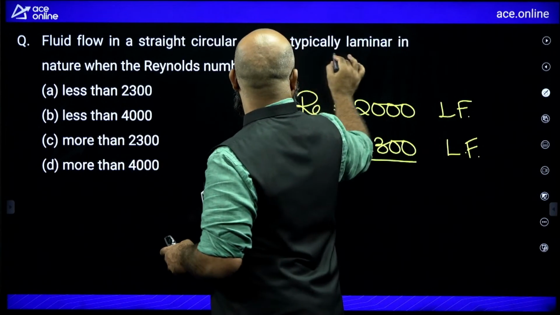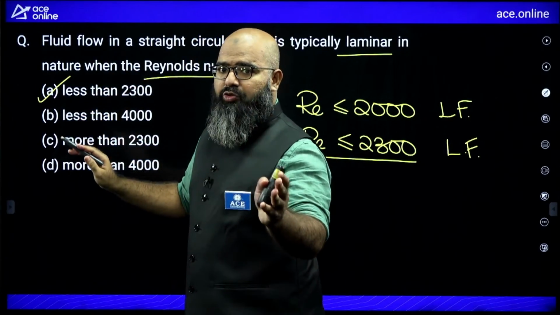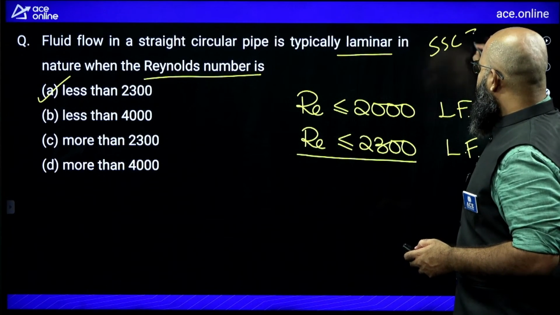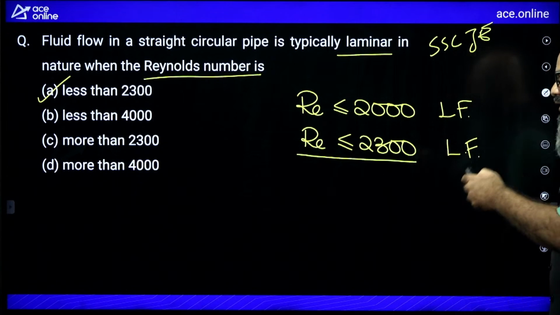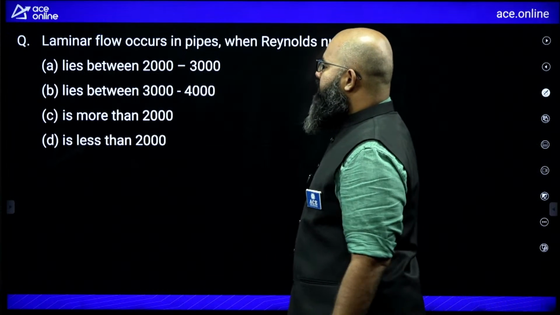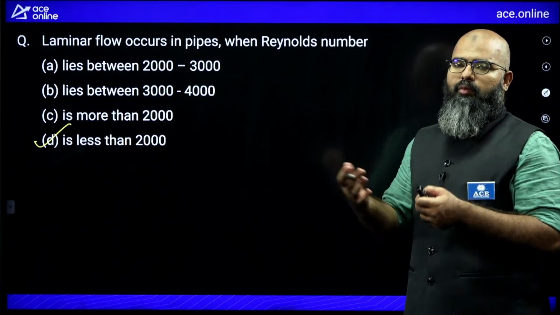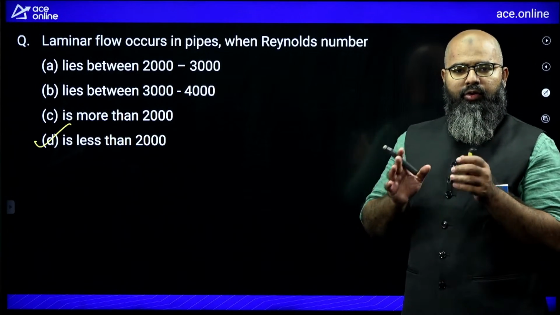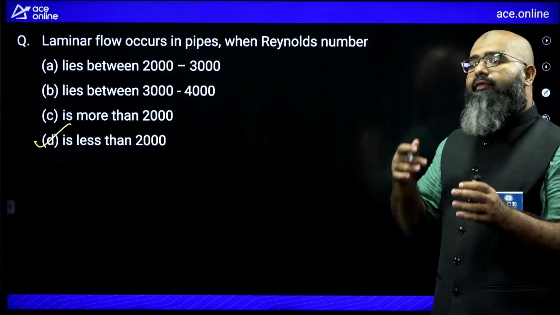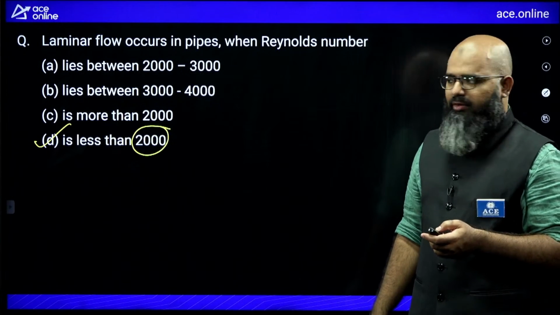So for flow to be laminar, the Reynolds number must be less than 2000. Since 2000 is not there, I'll take 2300. This is also an SSC JE question. Next question also is an SSC JE question. Laminar flow occurs in a pipe when Reynolds number is less than 2000. First priority we give to 2000. So remember, both these values are okay. Don't worry, they will not give you any question where both these numbers are present. If at all they give you, then give first priority to 2000. I hope it is clear to all of you.